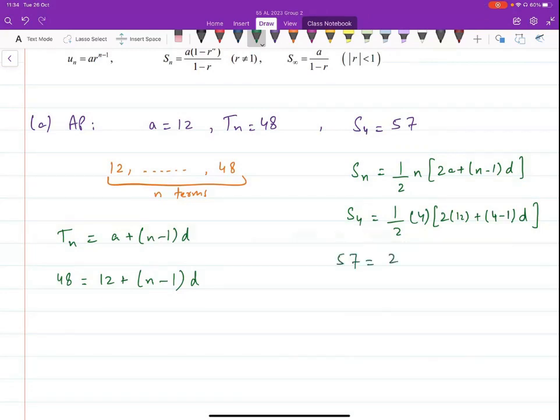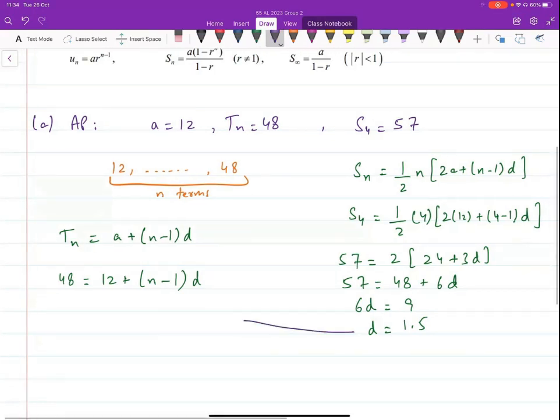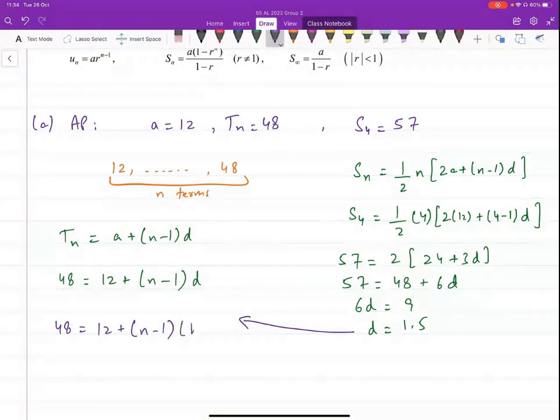That equals 2 into 24 plus 3 times d. And that gives us 57 equals 48 plus 6 times d. 6d equals 9 and d equals 1.5. Difference की value आ गई आपके पास. When you have the value for the difference, you input this in the other equation now, इसको आप जाके वहाँ पे input कर दोगे, you get 48 equals 12 plus n minus 1 times the difference, which is 1.5.